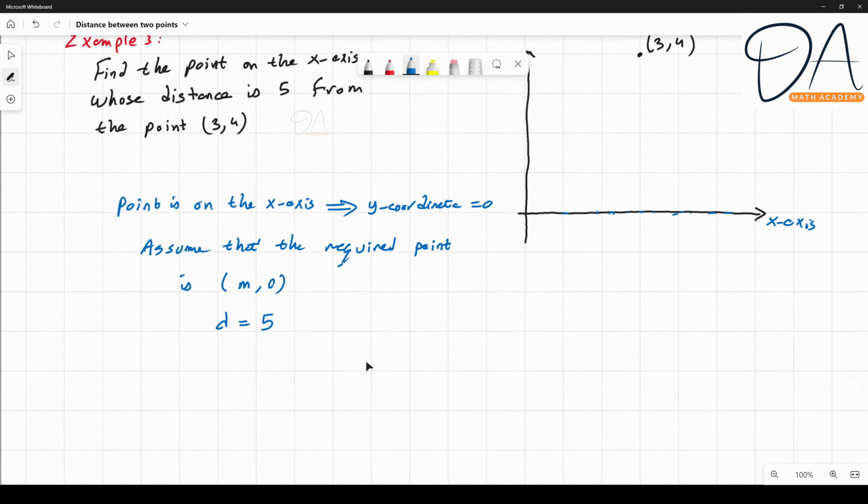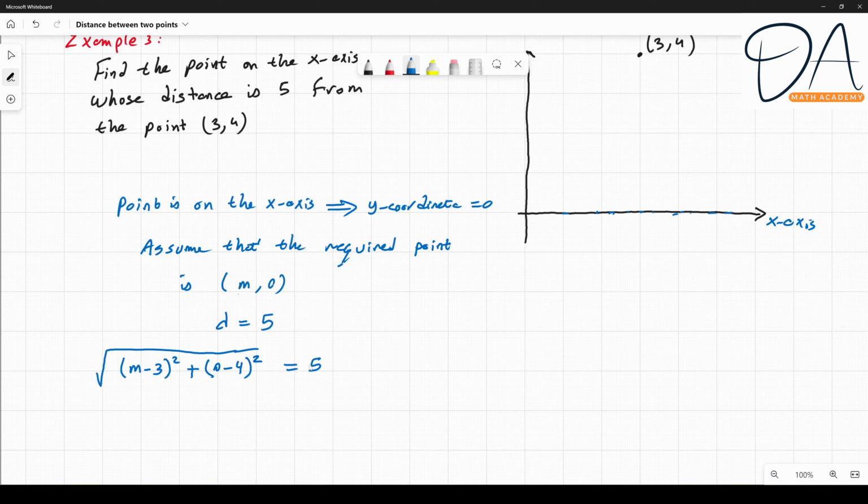So we can use the formula for the distance. We know that the distance is the square root of the square of the x coordinate difference plus the square of the y coordinate difference. First, the difference in x coordinates. Here you have m, there you have 3. So the difference will be m minus 3, squared, plus the difference between the y coordinates. Here we have 0 and there we have 4. And this is squared. And this should equal 5.